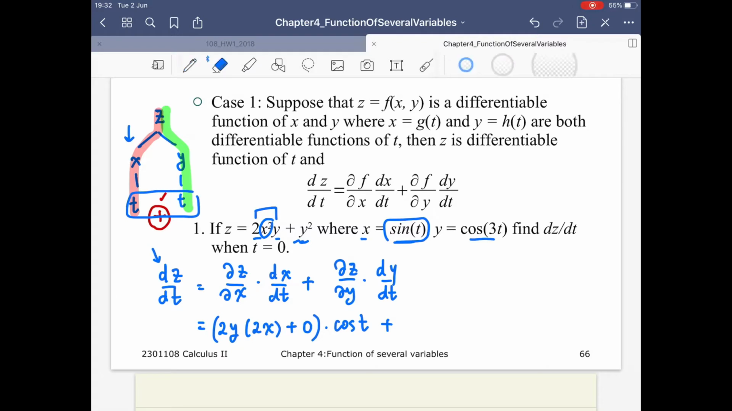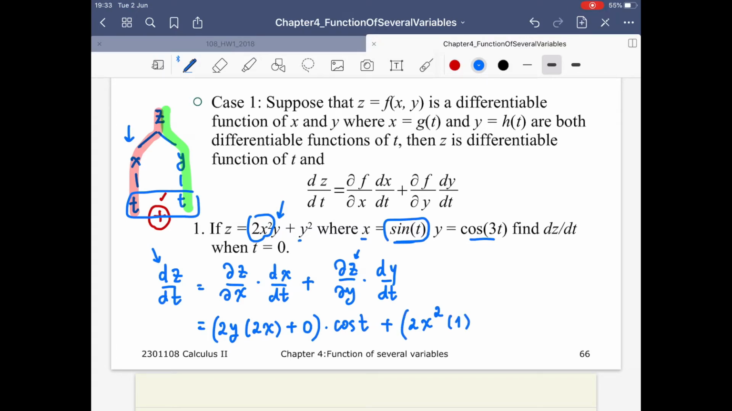Next, if you want to find the derivative of z with respect to y, now the 2x squared is a constant, so you keep the 2x squared, and the derivative goes directly to y, so the derivative with respect to y is 1.